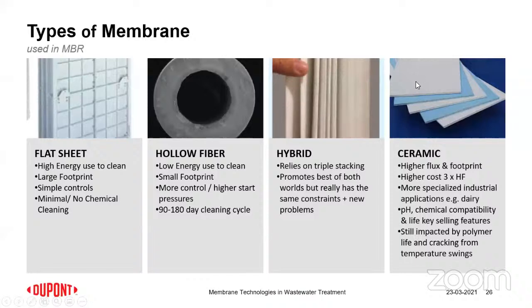When we talk about commercial wastewater treatment, in terms of wastewater or water treatment in office complexes, buildings or smart cities, the ones predominantly used are hollow fiber, or in very rare cases flat sheet. The hybrid and ceramic are in the making. Since hybrid is a combination of flat sheet and hollow fiber, it has the advantages of both. It has the disadvantages of both. So it is used more in large scale, very specialized applications.